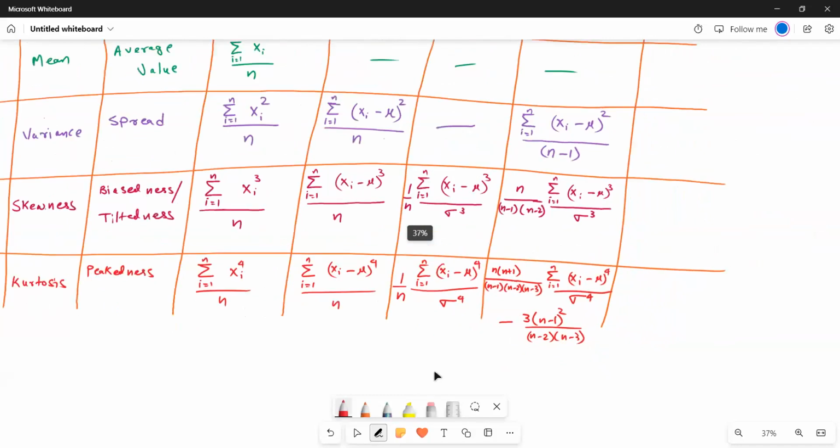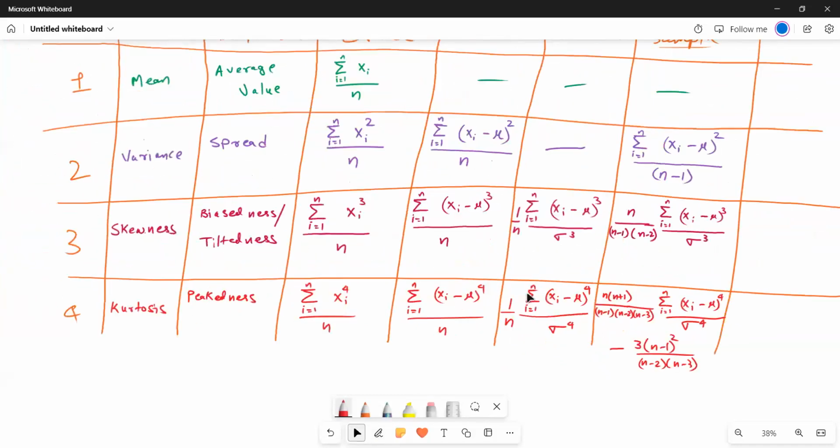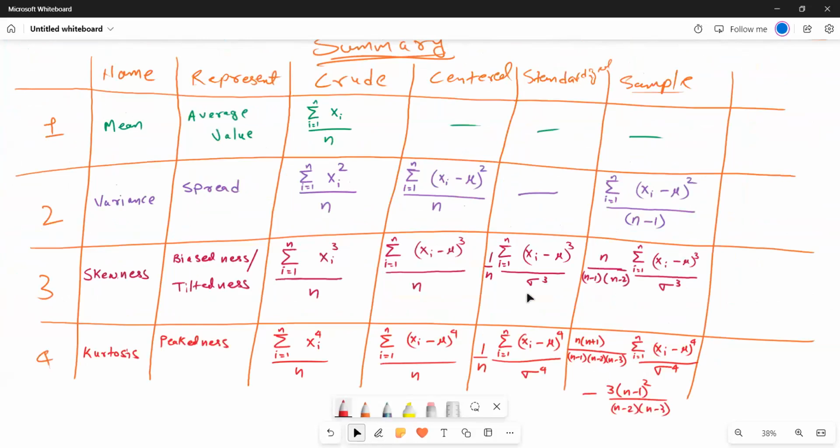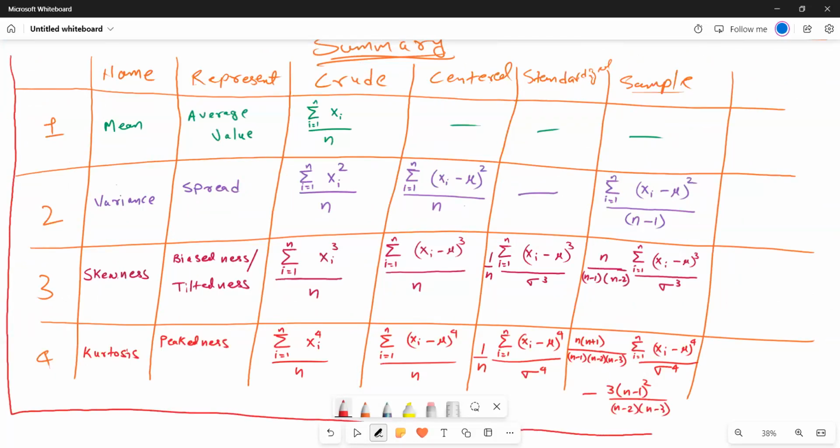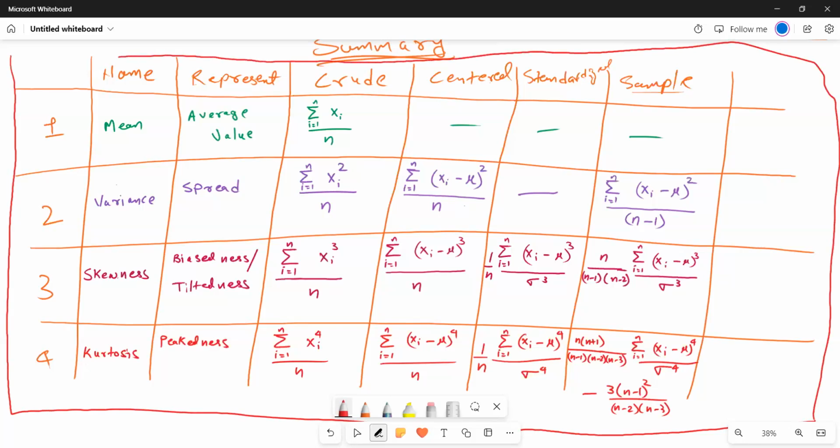This is the complete set of all the formulas. Based on these scenarios and, let's say, your problem statement, you're going to use these formulas. If anyone wants to take a screenshot of this, you're free to do so. This is the complete set of formulas that can be used.